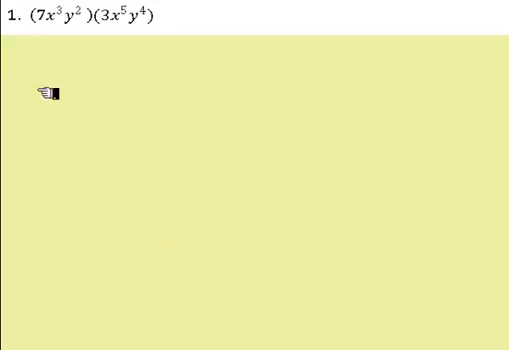All right, let's look at this first expression. Here we're going to use the rule for multiplying exponential expressions. We're going to multiply 7 times 3. And then we'll multiply the expressions with the same base, x cubed, x to the 5th, adding those exponents, 3 plus 5, so we have x to the 8. And then y squared, y to the 4th, again add the exponents, and we have y to the 6th.